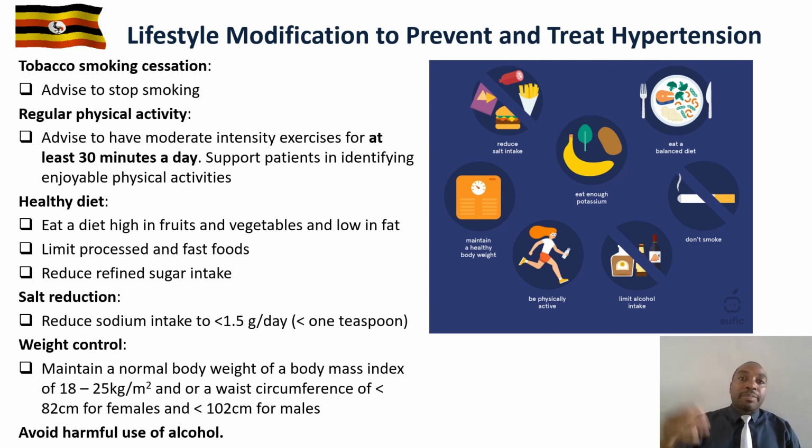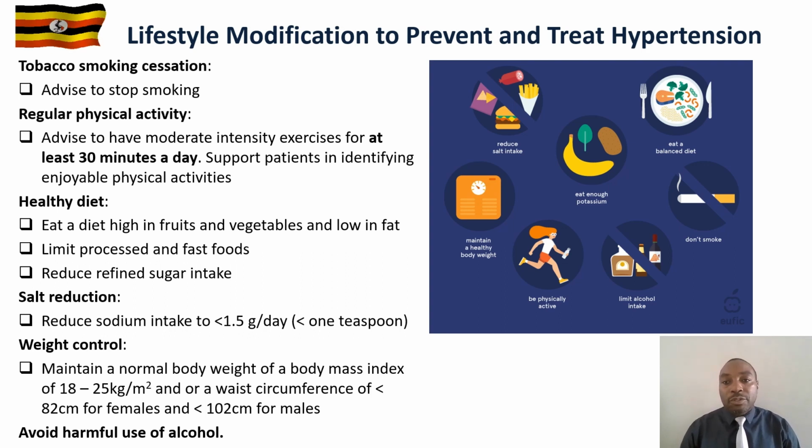If you have a very high BMI above 30, you're obese, and you need to do something about your weight. Waist circumference of less than 82 centimeters for females and less than 102 centimeters for males is normal, but some of us have very big waist circumferences. You pinch on your waist and you see a lot of trunk fat. Your waist is very big, so you have to watch your waist circumference and your body weight.